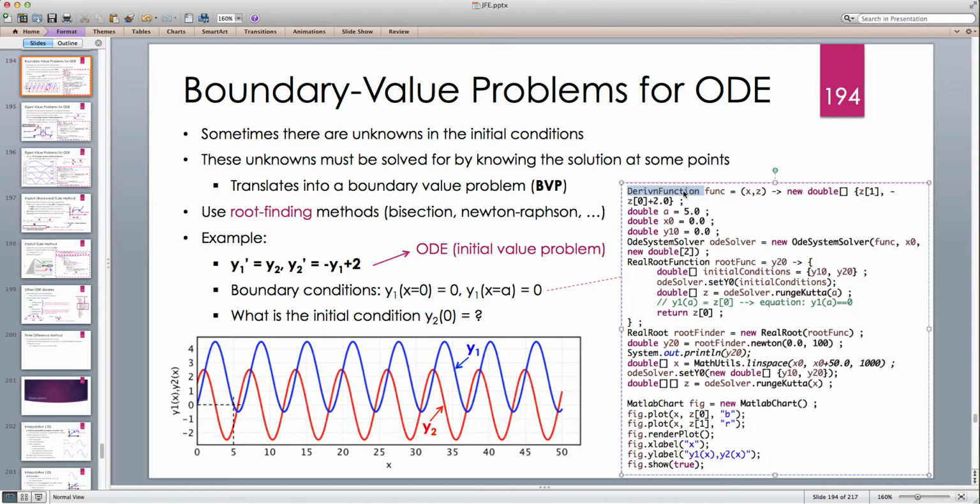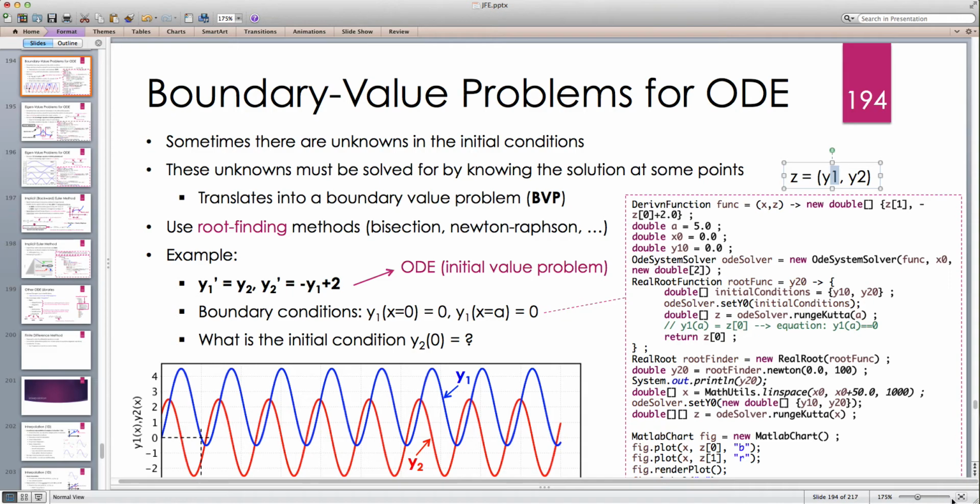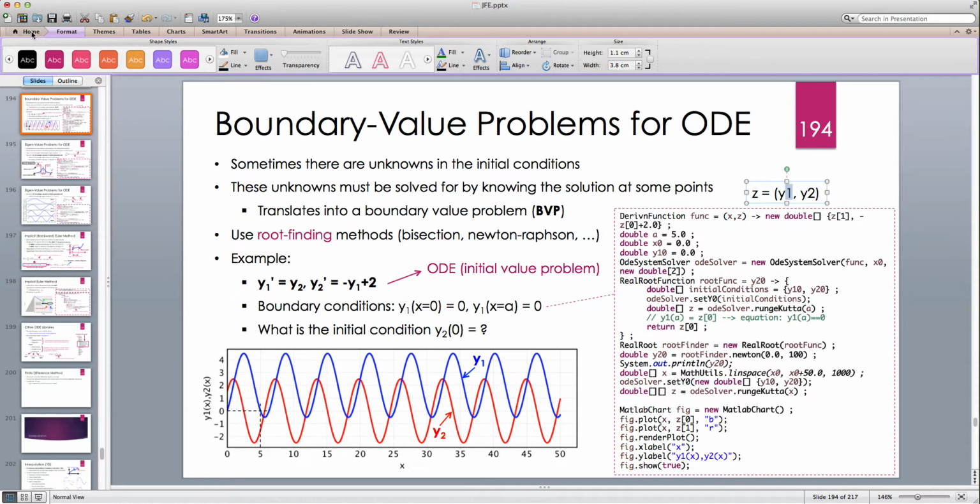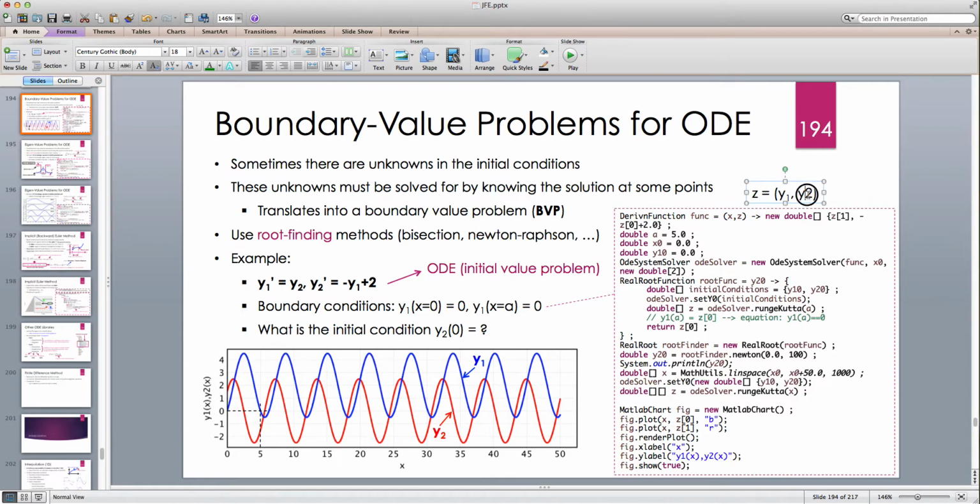So this is our deriv n function because we are solving a system of more than one ODE, and it's a real valued problem, so both functions are real. So that's the deriv n function, with x and z. Z is our state variable. Let me write it down here. Z is y1, y2. This is our state vector, or state array.